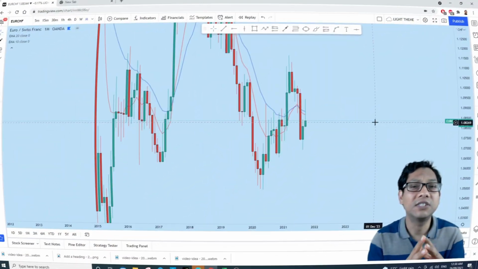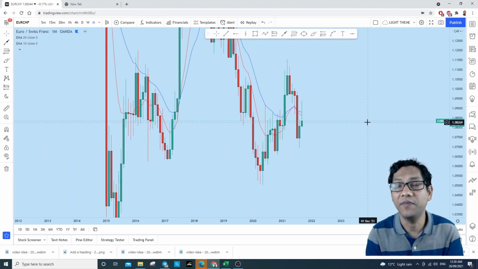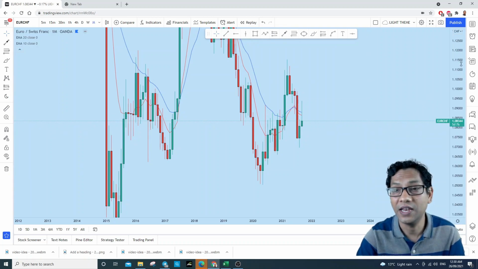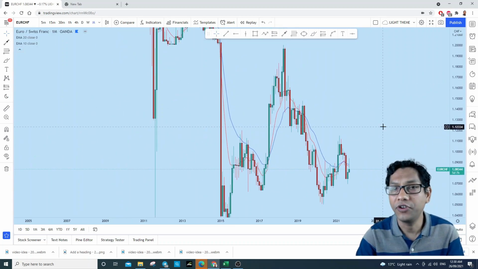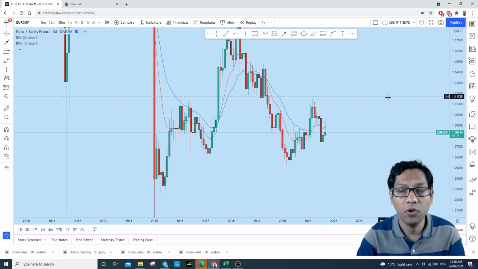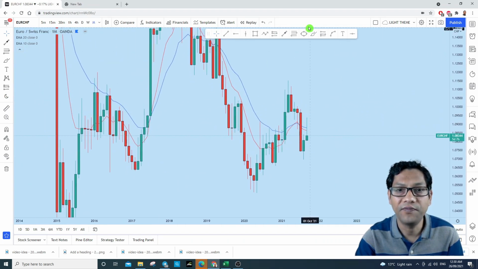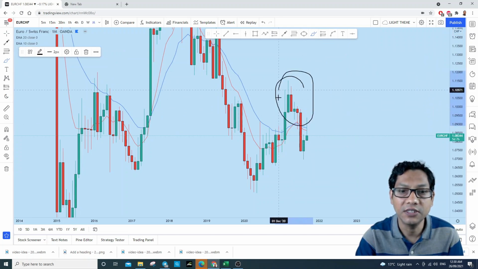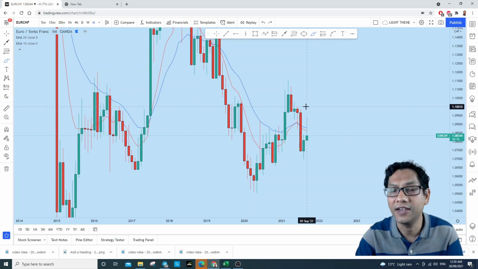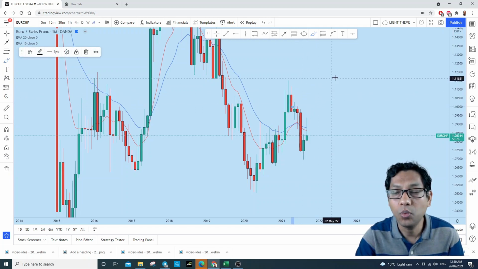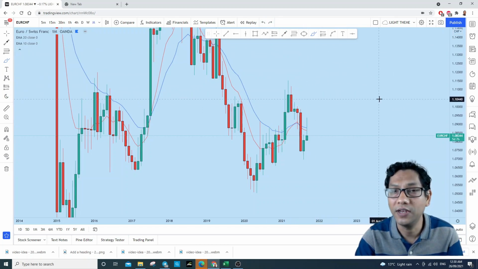As usual, let's start with the monthly time frame for EURCHF and see what kind of trading opportunity we have on this one. Now on the monthly, as you can see, EURCHF first created this reversal pattern. So this is a reversal pattern on the higher time frame, and after that what happened? First of all, let me explain why it is a reversal pattern.